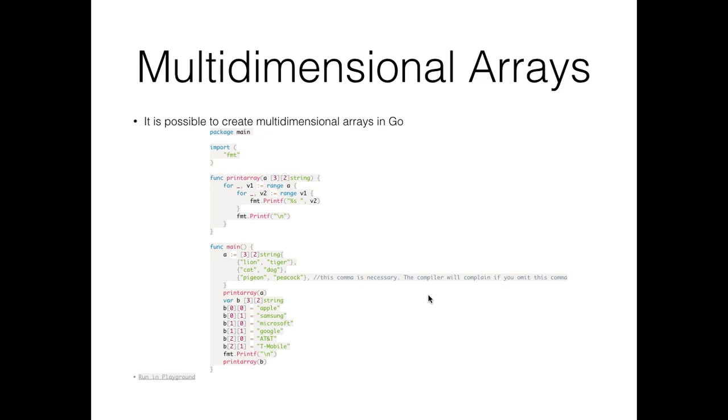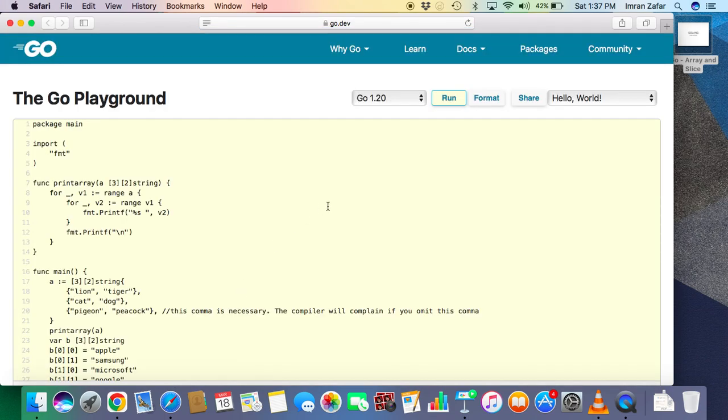We can also have multi-dimensional arrays. That means you can have 2 by 2 arrays, 3 by 2 arrays, 3 by 3 arrays, 4 by 4 arrays, etc. If we run this in the playground, we can have a look at the code. You can see here that we have a function print array which is taking a multi-dimensional array of size 3 by 2 of type string, and then it is printing that particular array using two for loops.